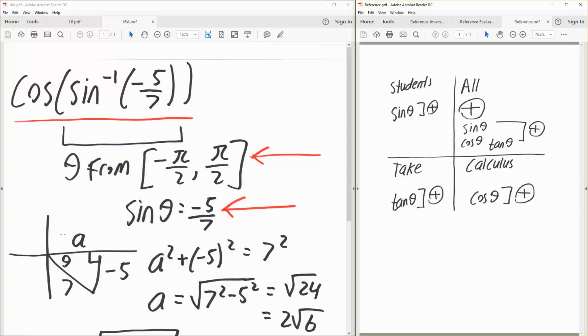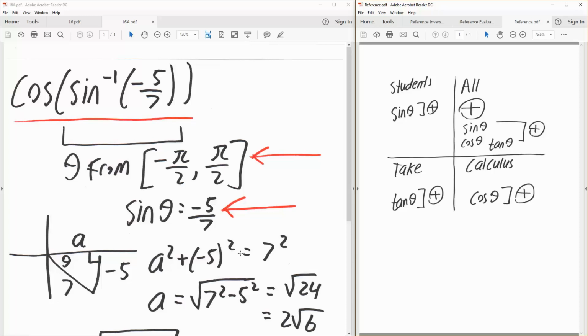Next we want the value of a. Since this is a right triangle, a squared plus b squared is equal to c squared. So a squared plus negative 5 squared is equal to 7 squared. We can say that a is equal to the square root of 7 squared minus 5 squared, and this produces the square root of 24. We know that 4 times 6 is 24, so we could say that this is 2 square root of 6.